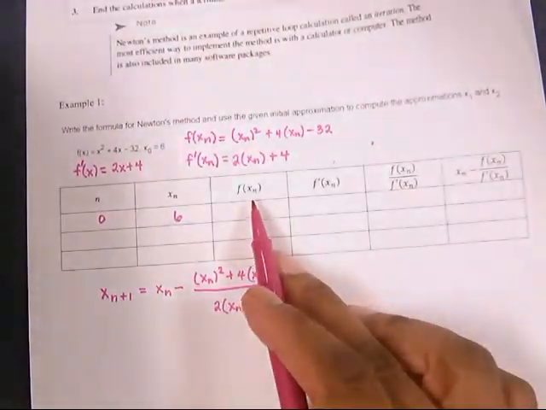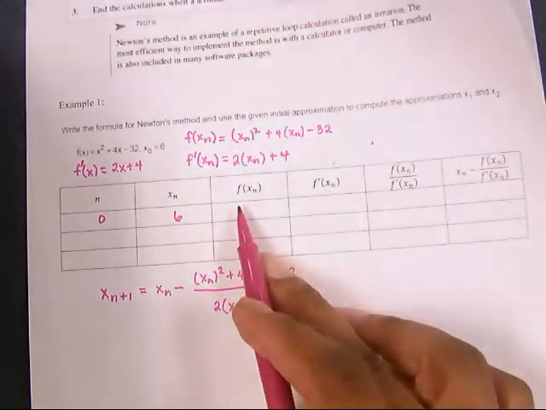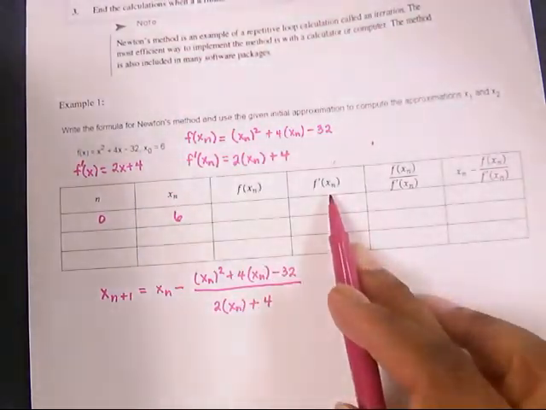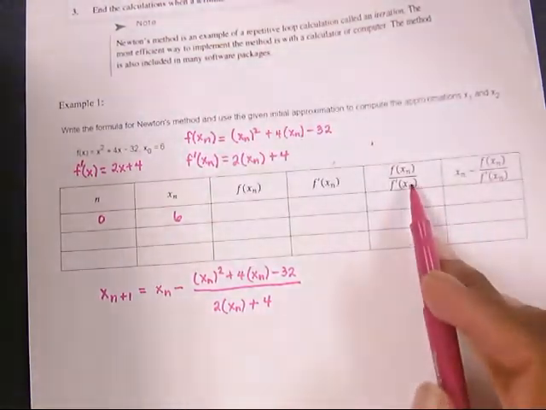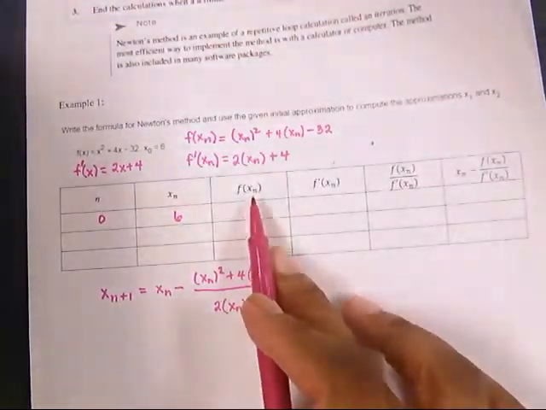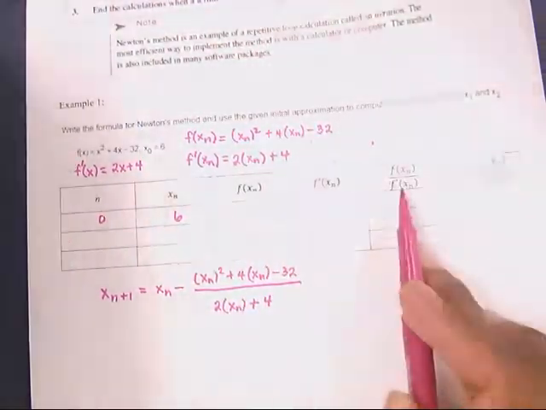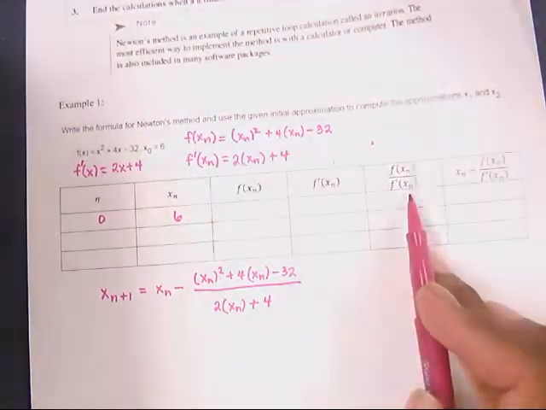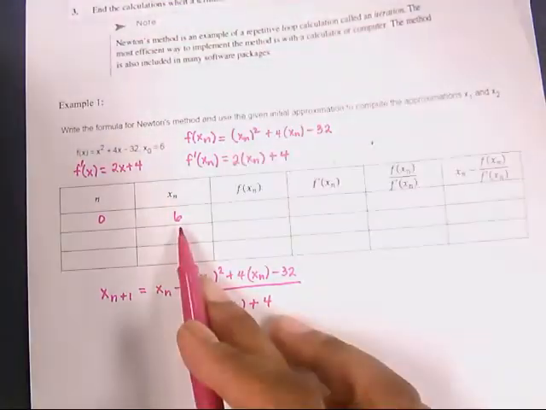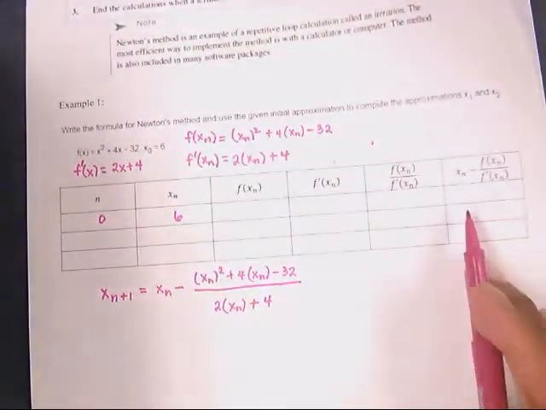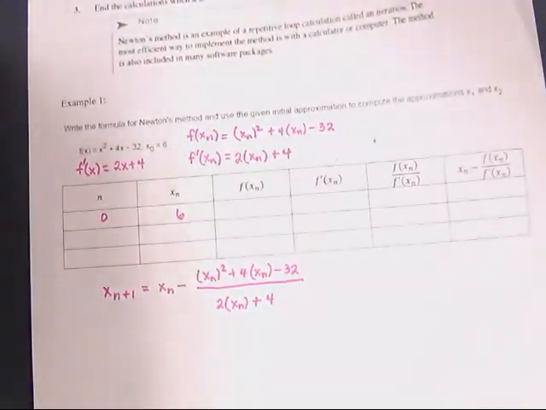Now, the way I broke this up, this first column is going to be what f of x sub n is, and then this is what f prime of x sub n is going to be. And then this column, I'm going to divide these two columns here to get this, and then whatever this is, I'm going to subtract it from what x sub n is, which is a 6, to get that last column. Okay, let me show you what I mean here.